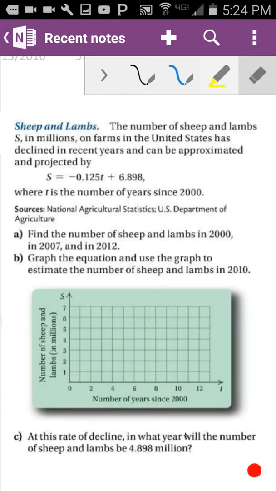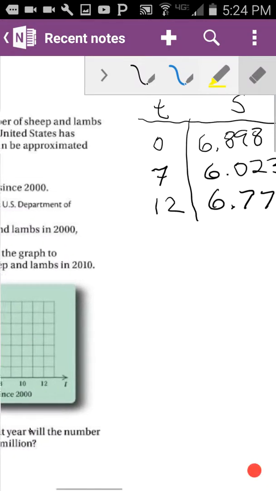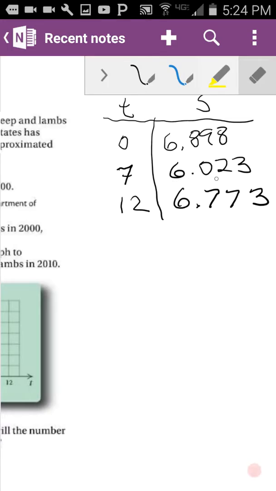Okay, to begin with, when the year is 2000, then t is going to be 0 because there are no years since 2000. So t is going to be 0, and we're left with S is 6.898. When the year is 2007, that means there's going to be 7 years since 2000, so t will be 7. So you multiply -0.125 times 7 and add 6.898, and you'll get 6.023.